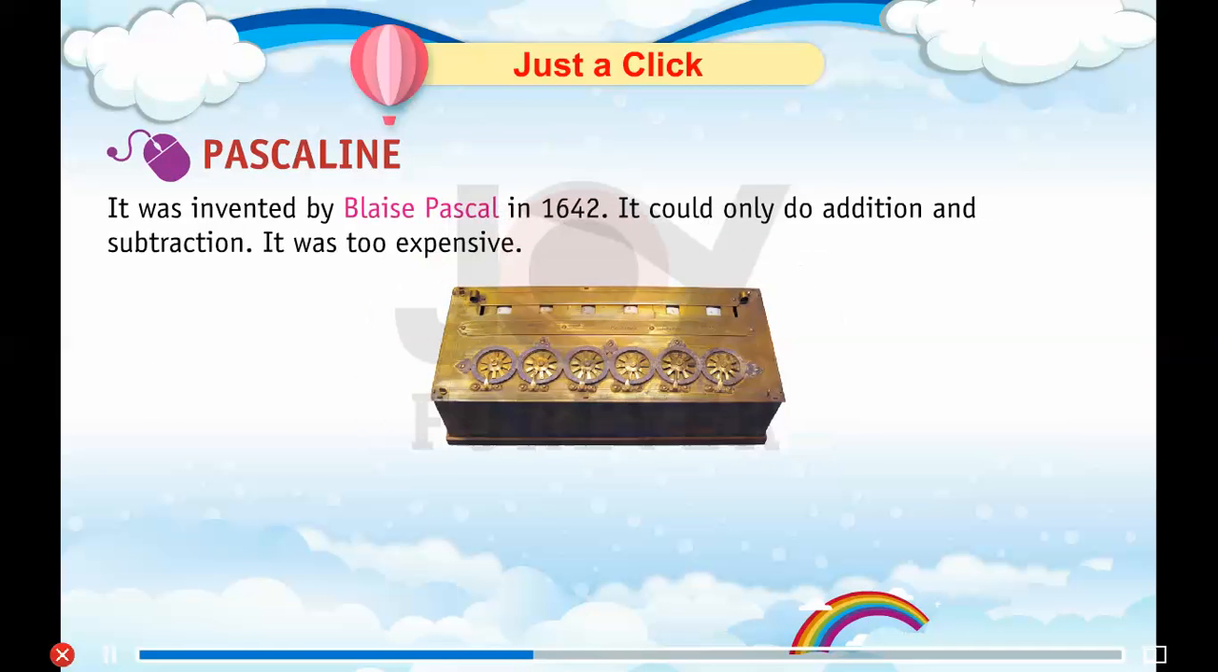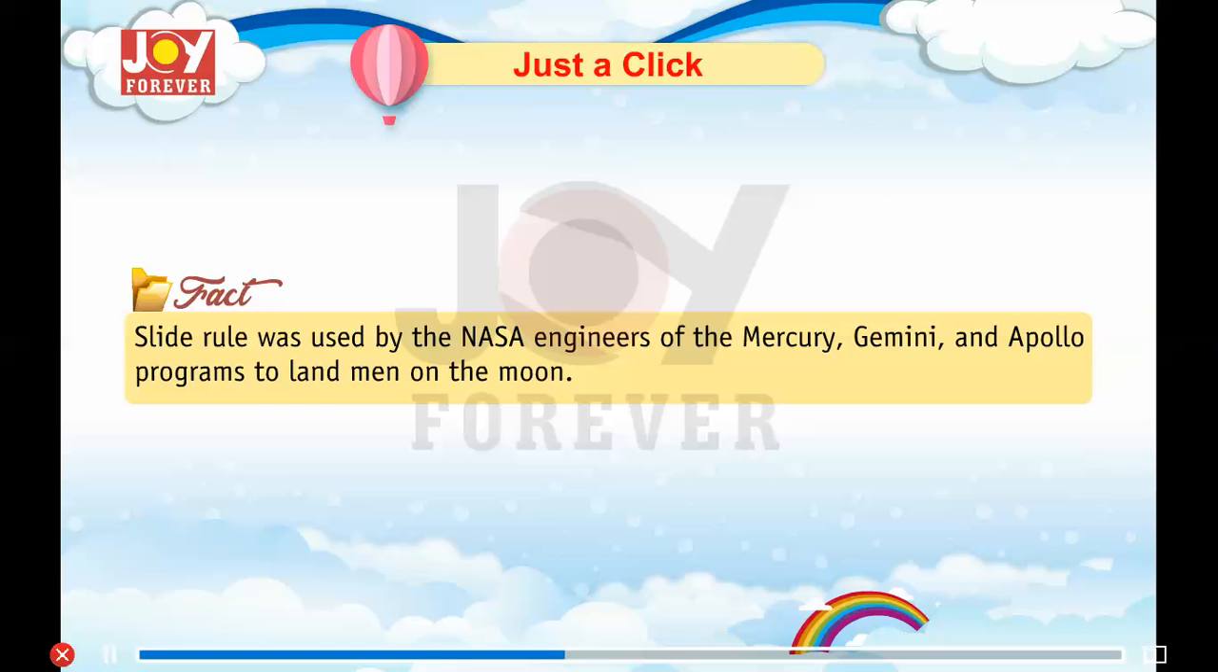Pascaline. It was invented by Blaise Pascal in 1642. It could only do addition and subtraction. It was too expensive. Fact: slide rule was used by the NASA engineers of the Mercury, Gemini, and Apollo programs to land men on the moon.